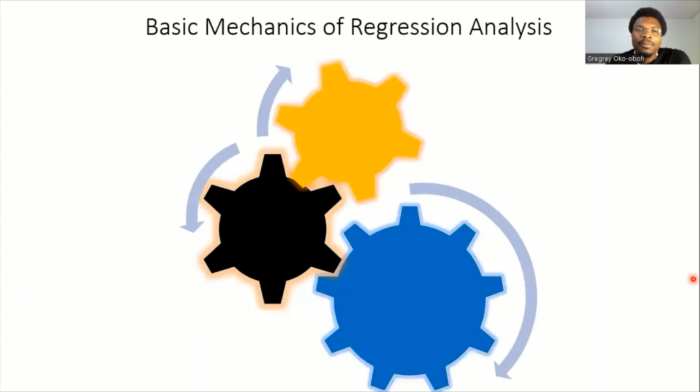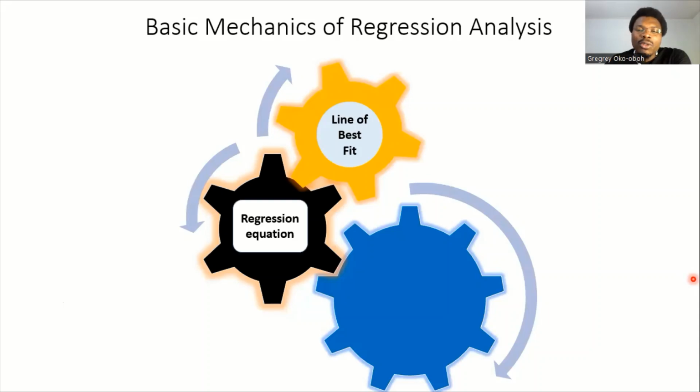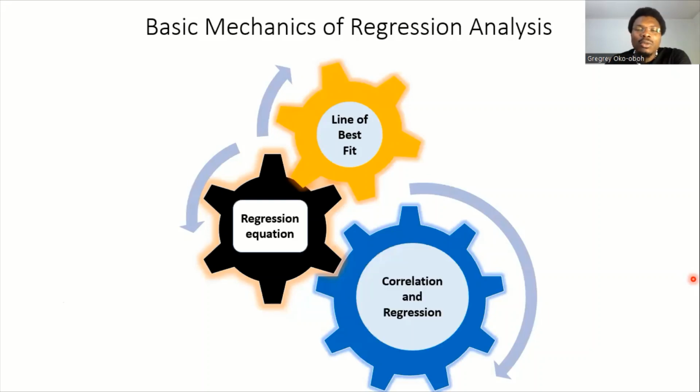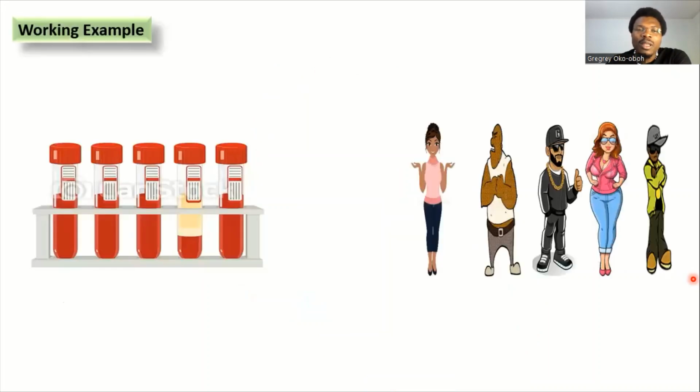At that point, it is important that we adjust for confounding variables in our research, and regression model comes in handy. So let's talk about the basic mechanics of regression analysis. These are things that we have to pay attention to that are rooted in the maths of regression model. Top on the list is the line of best fit, which will also lead us to the regression equation. And then lastly, it will help us to differentiate between correlation and regression.